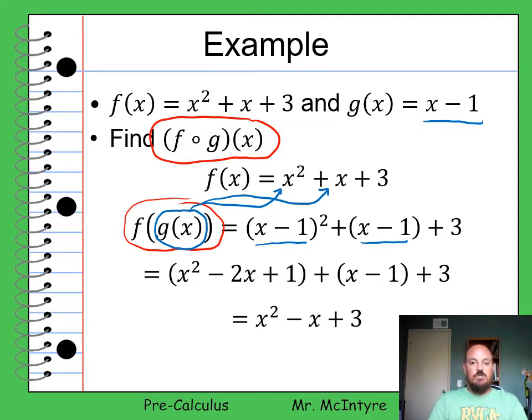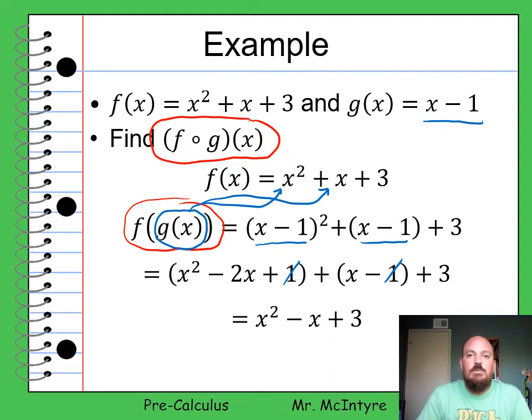I had a negative 2x and a positive x, or a positive 1x. So that gave me negative 1x when I combined those. And then I have a 1 and a negative 1, which actually cancel each other out. You can do this if you want. I'm adding a positive 1 and a negative 1. Those cancel. So basically, I just still had that plus 3 on the end. So my final answer is x squared minus x plus 3.